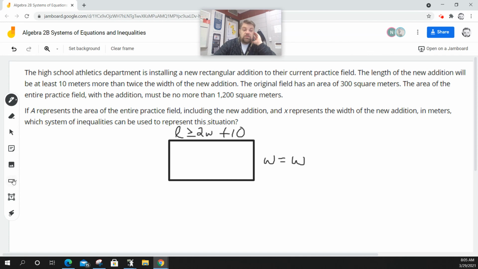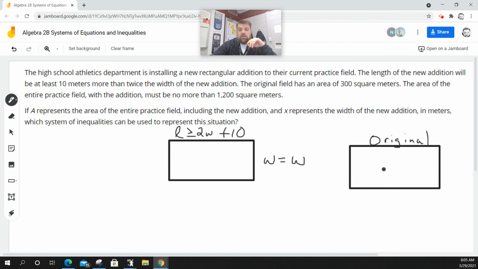The original field has, so let's label this original, has 300 square meters, and the area of the practice field with the addition must be no more than 1,200. So the area, no more than 1,200 means less than or equal to 1,200. Can't go over 1,200.